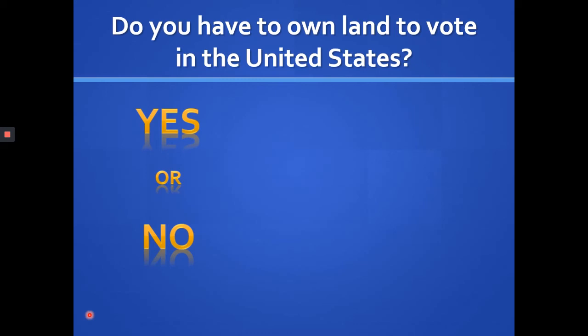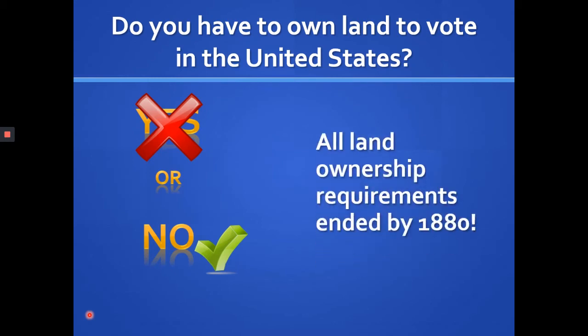All right, so the answer, do you have to own land to vote in the United States? No, we do not. All land ownership requirements were ended by 1880, which means that since I rent, I don't own my house or the land, I can still vote.